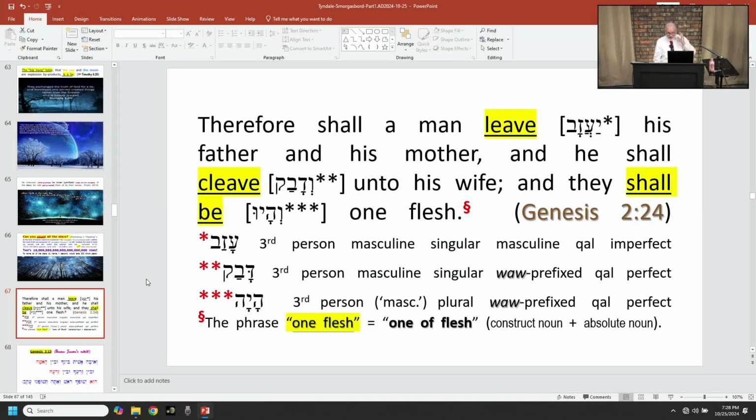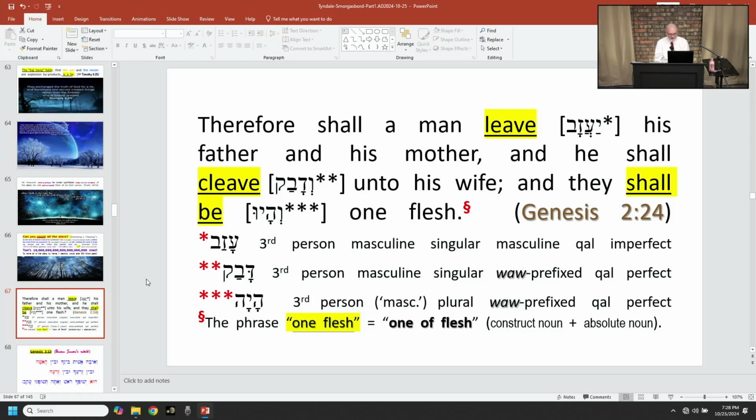All right, we are moving on in the book of Genesis, and here's one that is particularly good. And probably after this one, we should take a 5-minute break, maybe. This is a very interesting verse. Genesis 2:24. Therefore shall a man leave his father and his mother, and he shall cleave unto his wife, and they shall be one flesh.